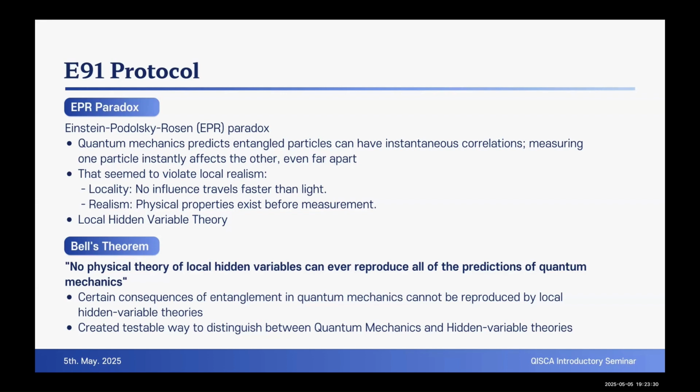But then John Bell came along and showed something remarkable. He proved that no physical theory of local hidden variables can reproduce all of the predictions of quantum mechanics. This is known as Bell's theorem. Bell also proposed an inequality that could be tested experimentally. If quantum mechanics is correct and local hidden variable theories are wrong, then the inequality will be violated. This gave us a way to experimentally distinguish between the predictions of quantum physics and those of local realism.